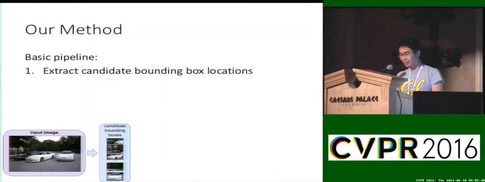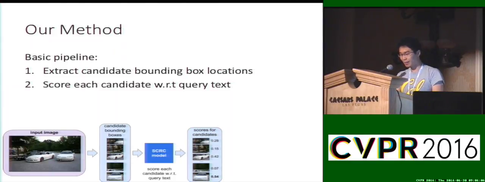Now, I'll talk about the method we use to address this task. In this work, we propose the following pipeline for natural language object retrieval. Given an input image and the query text, first, a set of bounding boxes are extracted from the image as candidates. In our implementation, we use object proposal methods, such as EdgeBox, to obtain the candidate boxes.